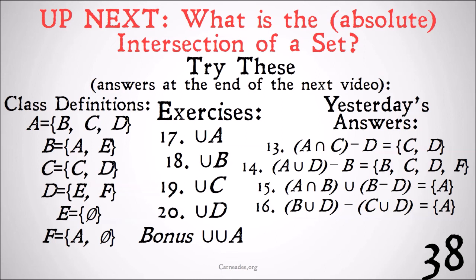And finally, the union of B and D minus the union of C and D, we get the union of B and D is going to be AEF, and the union of C and D is going to be CDEF. We take AEF and we subtract CDEF. We take out the E and the F, and we're left with just A. So our answer is the class of A.